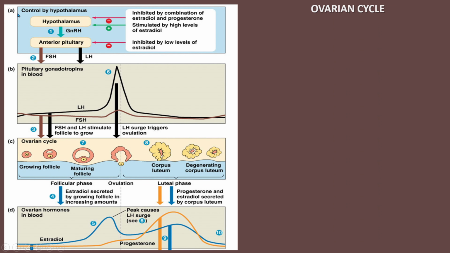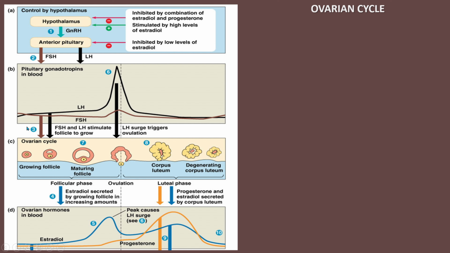Let's look at this diagram. A and B are about hormones released from the anterior pituitary gland and hypothalamus. C is the ovarian cycle, and D is hormones secreted from the ovary. So step 1: the hypothalamus secretes GnRH to stimulate the anterior pituitary gland. The anterior pituitary gland will secrete FSH and LH, and at the early cycle, the FSH level is higher compared to LH.